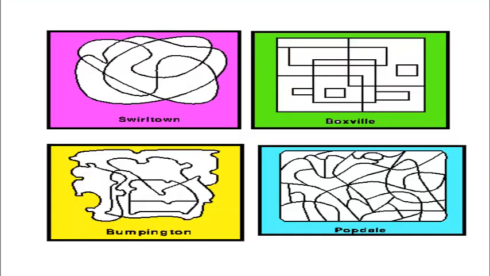So you may take a moment and see what you get for the own little region that you drew, or for the examples of Bumpington or Popdale. What's the fewest number of colors you can get away with and give a valid coloring of these regions?